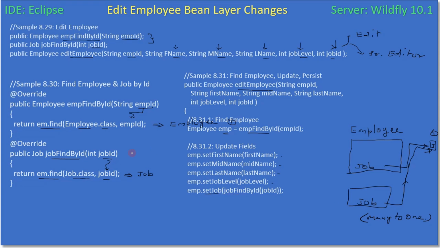Emp.set job, and if you see, we are using the second method, job find by id. So this will return a job entity. So that entity we are giving to set job of our employee, thereby making the relation, or at runtime the containment will get fulfilled by this call emp.set job. Finally, we perform persist, and here we are passing the employee. What happens now is this new information will get persisted into the database.